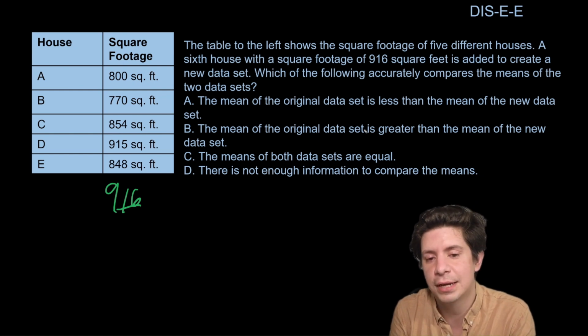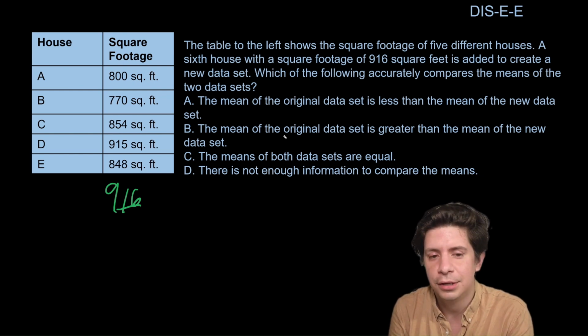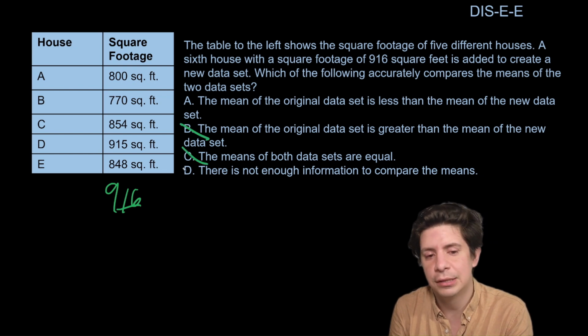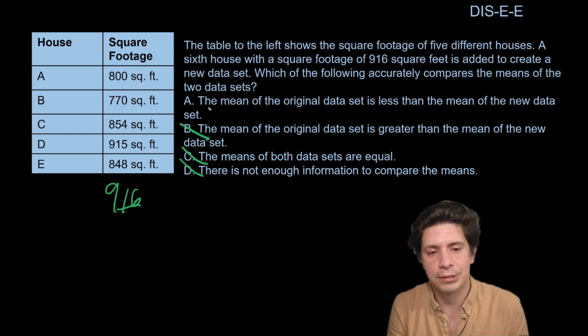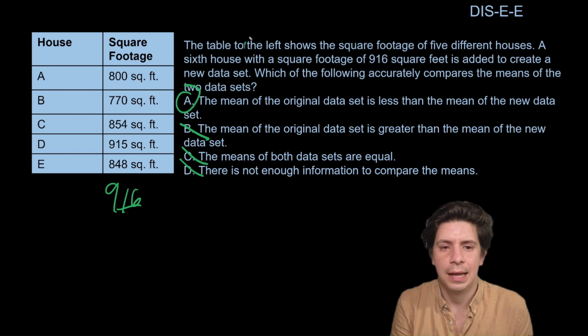The mean of the original data set is greater than the mean of the new data set? No, because the new data set is bigger. So it's not B. The means are equal? No. And D, there's not enough information to compare the means? No, because there is enough information. So it is A as in apple.